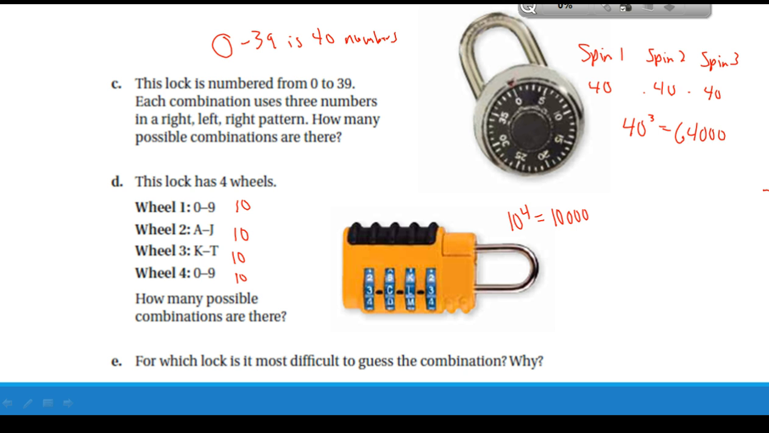Okay, so which lock is more difficult to guess a combination? So clearly, this old-fashioned lock right here is the harder one to bust. Okay?